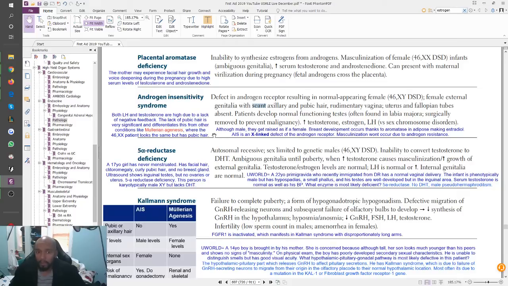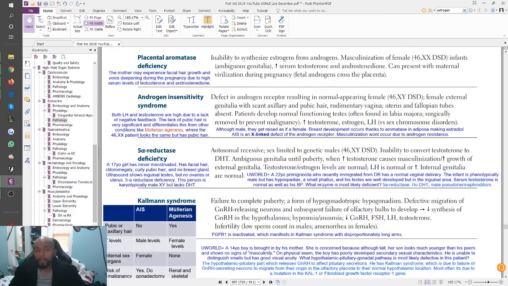So at that point, you want to think, okay, what's happening? How much pubic hair is there? What are the hormonal imbalances? Although male, they get raised as if female, right? Breast development occurs thanks to aromatase in adipose making estradiol. AIS, androgen insensitivity syndrome, is an X-linked defect of the androgen receptor. Masculinization won't occur due to androgen resistance.